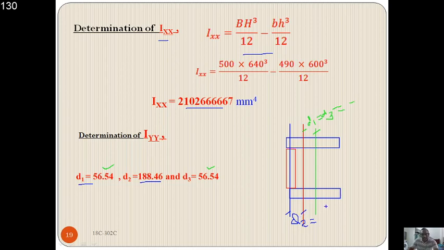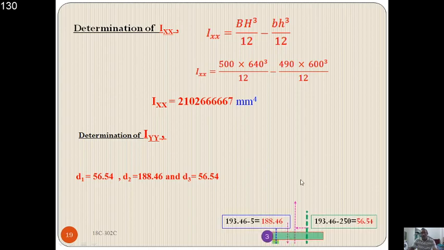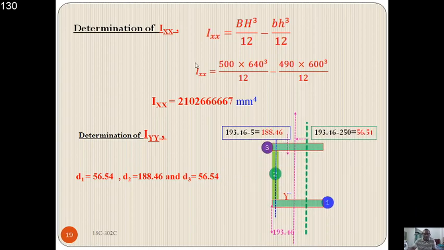The same procedure has been shown in the figure. So this is the original x bar distance, 193.46 is your original x bar distance. So individual distances are subtracted from the total x bar to get the d value. Therefore 56.54 and 56.54. For the web portion, only 5 is there, so 5 has been deducted, and you will get 188.46.